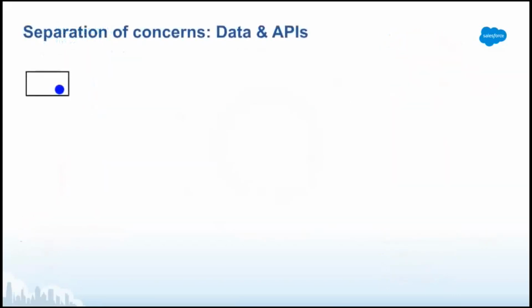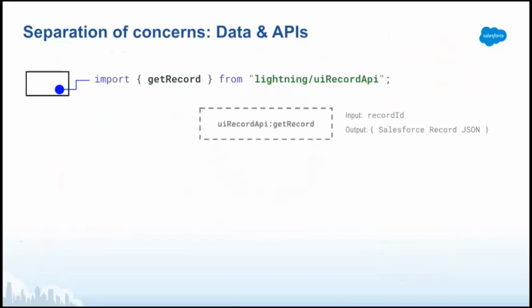So how this works, think about this. A component basically depends on some data. Let's say you use a record API for creating records, deleting records, things like that. And again, this is statically verifiable. We know you're going to get that data. So the component is basically saying, hey, I need a record. This is my record ID, and I'm going to give you back a Salesforce record JSON representation of this.